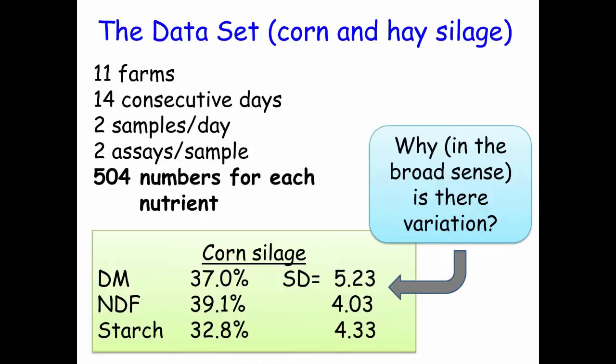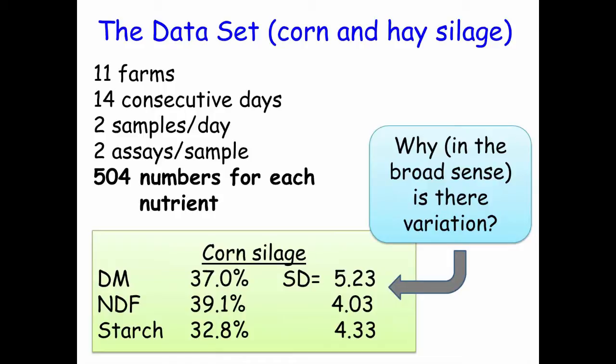We took these to our lab, and we conducted 2 assays on each sample. So we did 2 NDFs, 2 proteins, etc. And so what we end up with is 504 samples, or 504 numbers for each nutrient. The math doesn't quite come out right because some days a sample got missed. What you see in the green box there are the means, which are not important for this seminar. So I'm hardly ever going to mention the mean value. What I'm going to talk a lot about is variation, or in this case, standard deviation, SD.